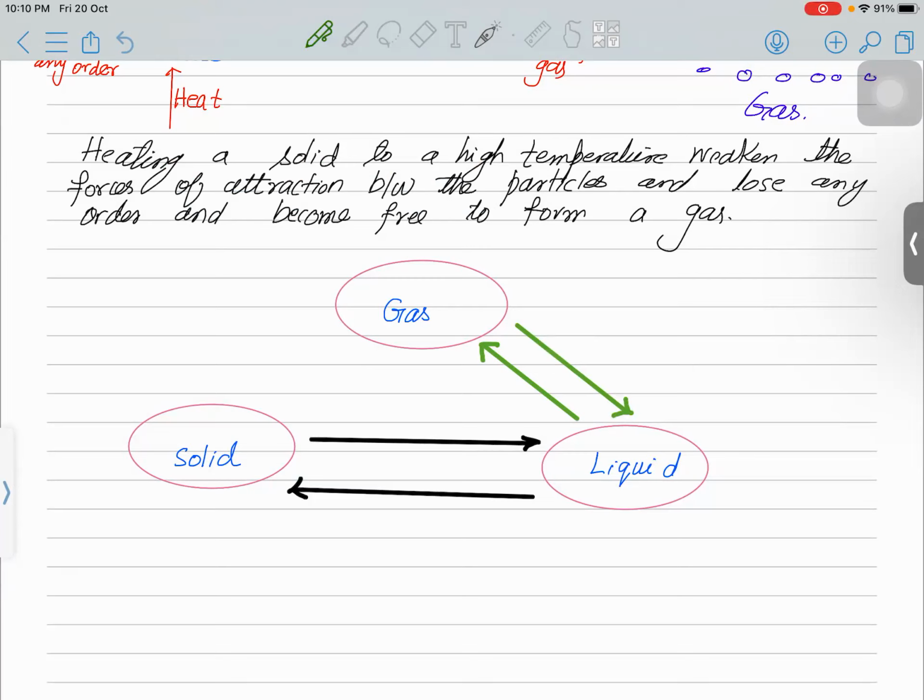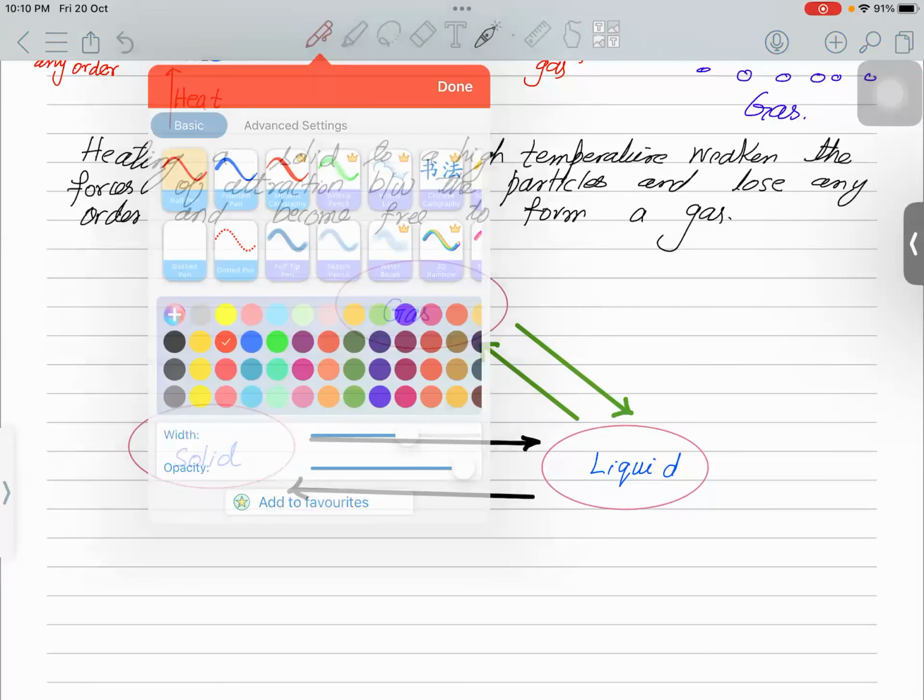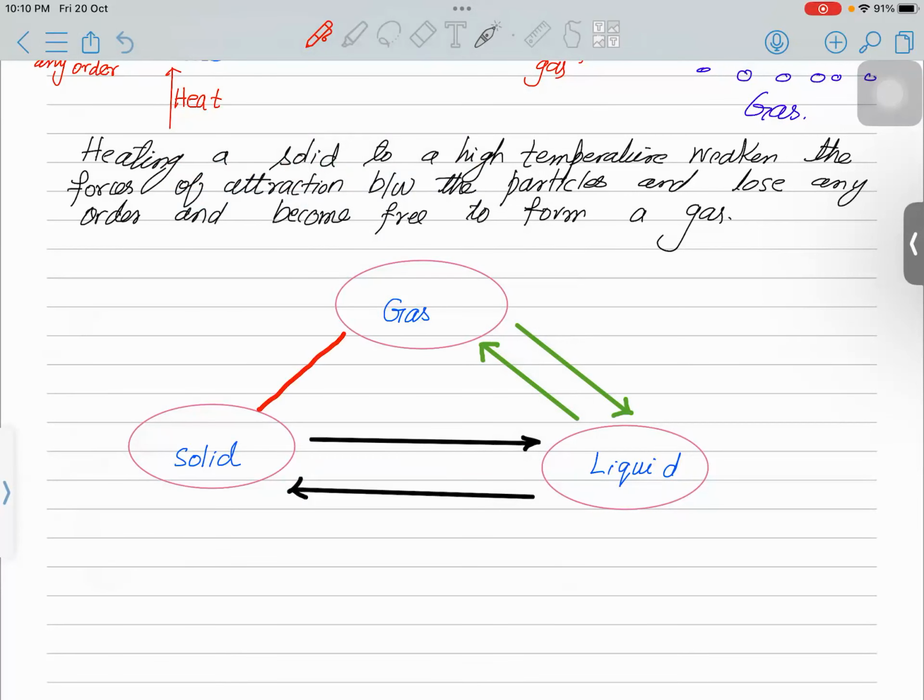Now solid convert into gas. This process is called sublimation. And gas convert into solid. This is called deposition. Okay. We can also call deposition solidification, right?